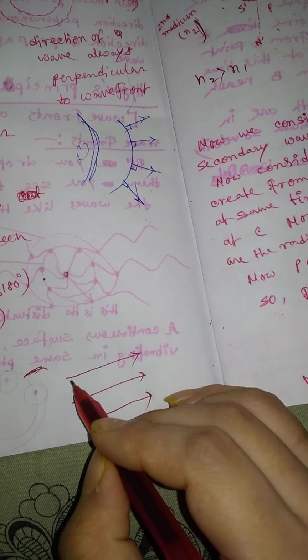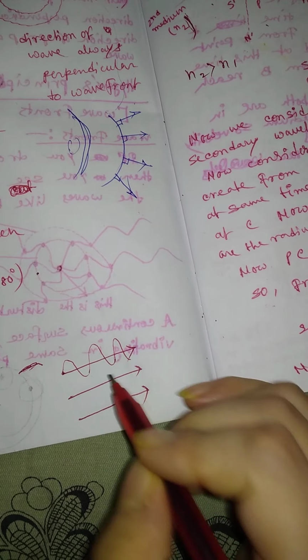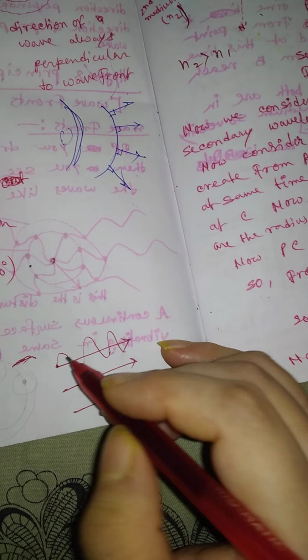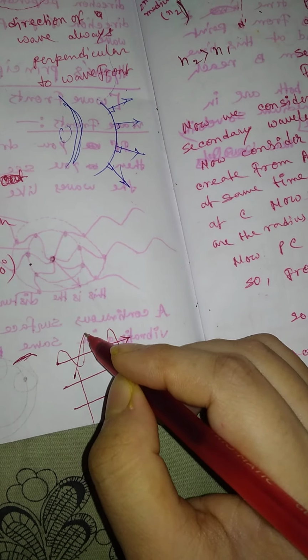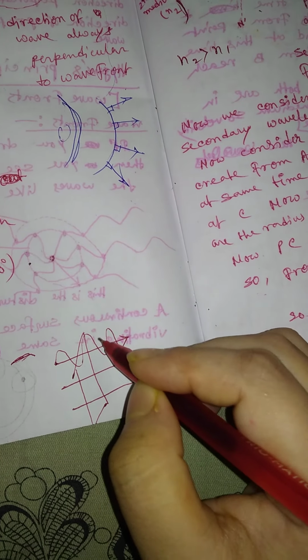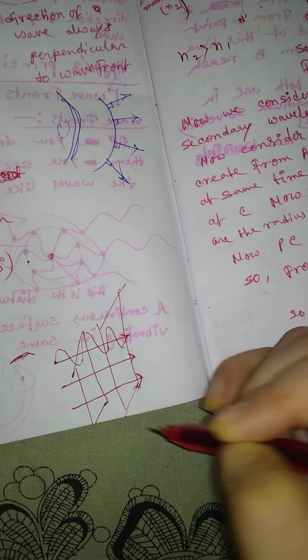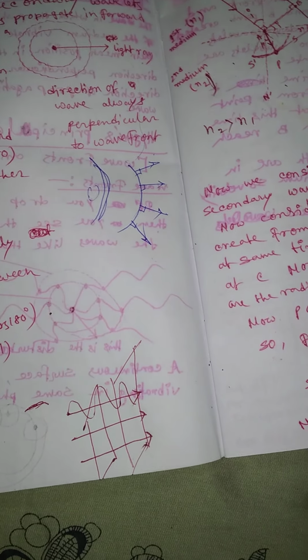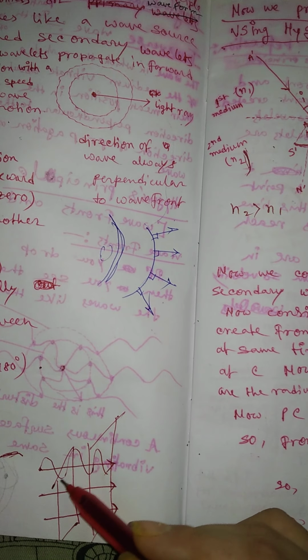That means we can also draw it like this, right? So here all the wave fronts are plane wave fronts, like this. So in this case, wave fronts are plane wave fronts. That means all the points on this plane are in the same phase. Okay, so just look at here.